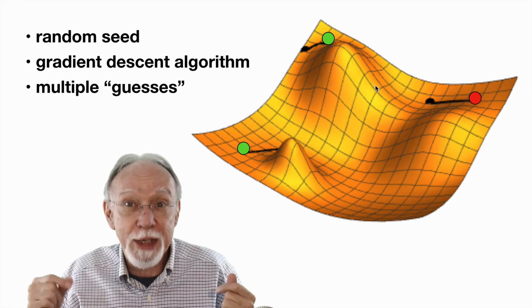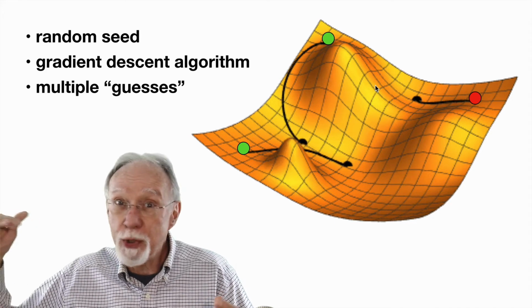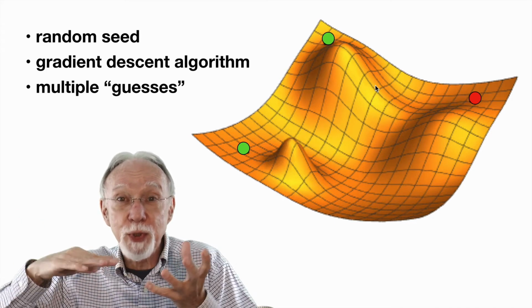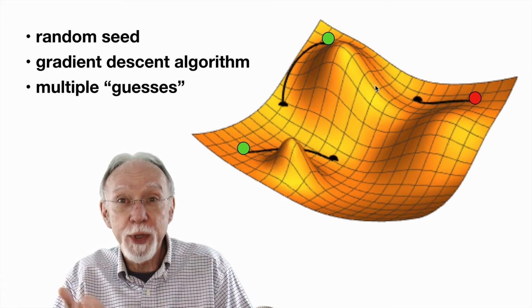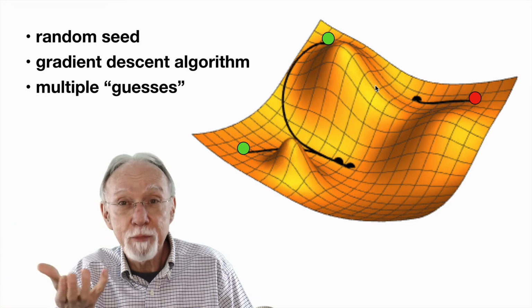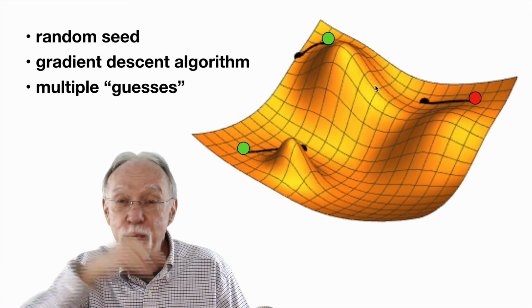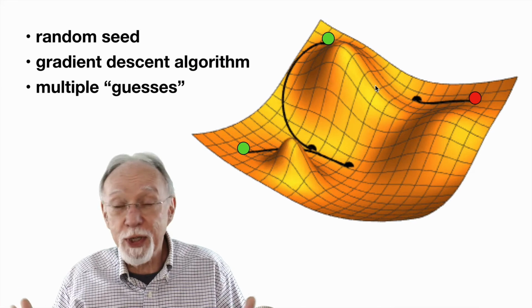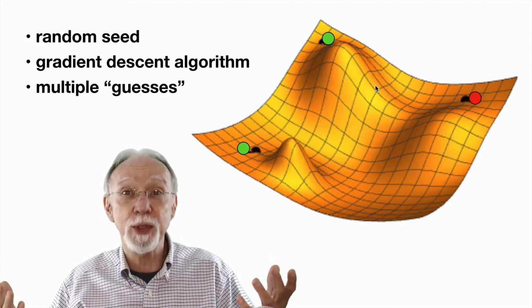But how about if you're the red guy? And you go downhill, but you get to a local minimum where it's just kind of a dip, but you can't see that there's any real lower minimum, and you think, okay, I'm at the lowest point, now what do I do? Wow.